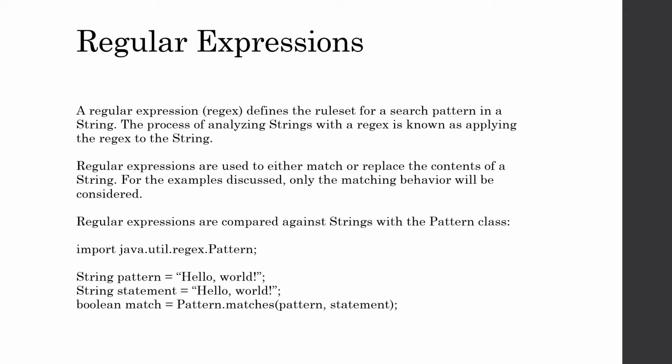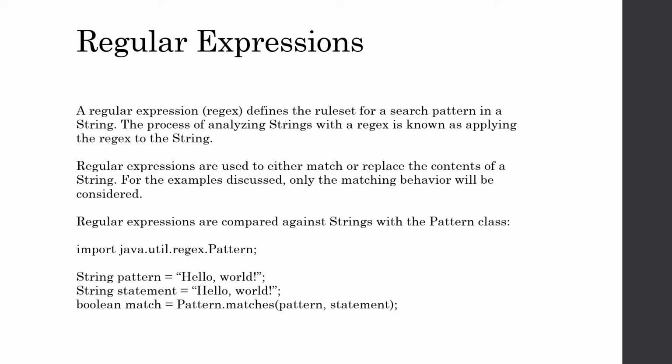Once we have imported that, we can put together two strings. One of these strings is for whatever pattern we're looking for, and the other is some kind of statement or phrase that we are searching for that pattern. In this case, I've created a pattern and a statement that are exactly identical, because I'm just trying to make sure that my statement matches perfectly with my pattern. We can then create a Boolean. I'm going to call this Boolean match in this example, and this is where we're going to use the Pattern class. We're going to use the matches method from that class to compare our pattern and our statement.